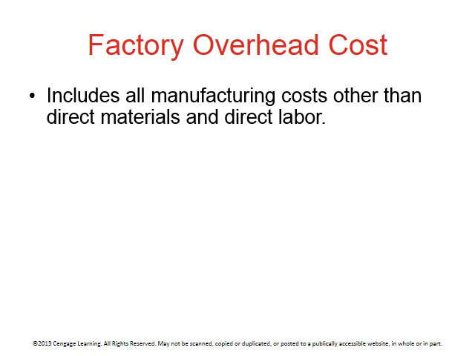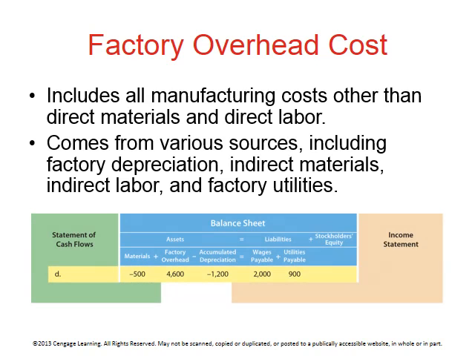So factory overhead is manufacturing costs other than materials and labor. Direct materials and direct labor. So various sources are depreciation, our indirect materials, indirect labor, factory utilities. These are all factory overhead costs.